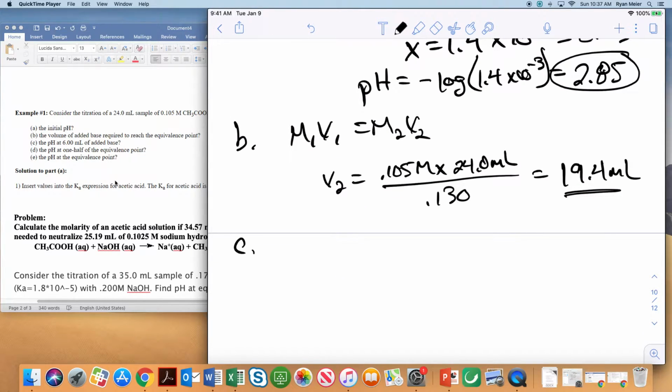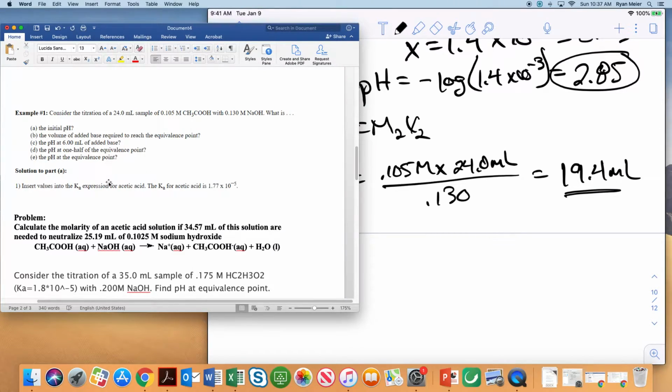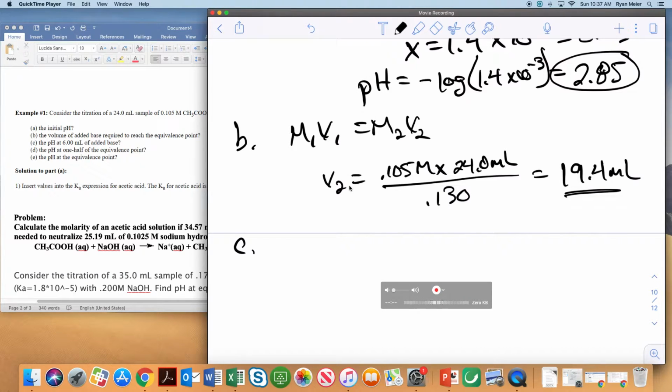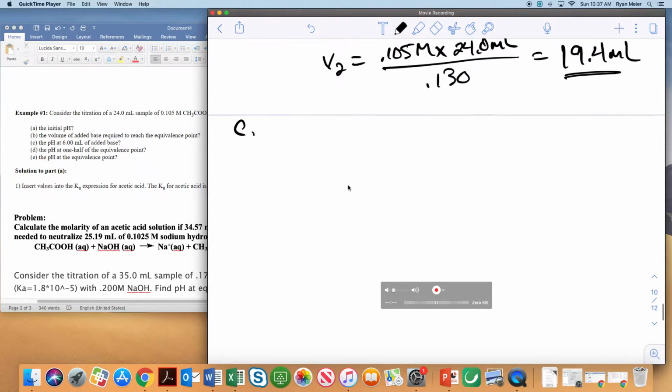All right, I have a few more pieces of this. Part C, the pH at 6 milliliters of added base. Now that I've started adding base, I'm going to have the sodium hydroxide and my weak acid both present. What's going to happen? Well, if I have an acid and a base, these are not a conjugate pair. That means neutralization, so I have to do a BCA table.